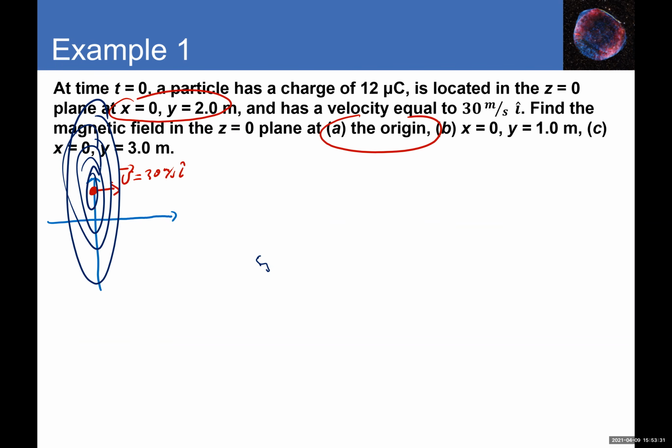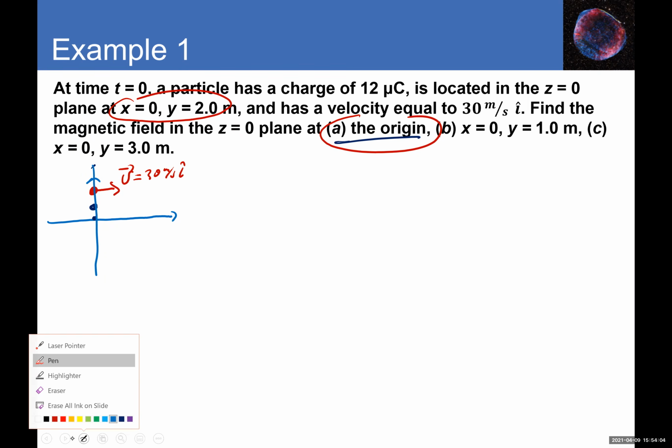So one of the things I can do here is ask what the strength is at that point P, which for part A is the origin, then point 1, which is right here, and point 3 somewhere right there. So let's get rid of that. Think of it like this: if this is my coordinate system, let's take that to be the origin.